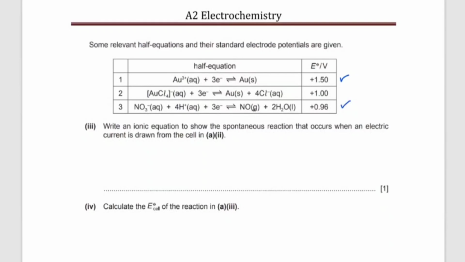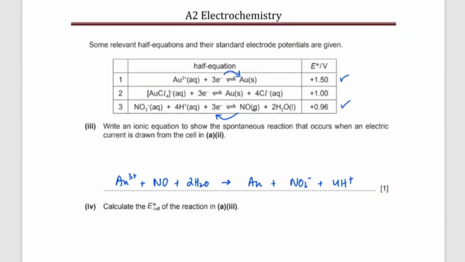So the higher one gains electrons, the lower one loses electrons, and that's it. So it's going to be Au, NO gas, and two water molecules, and the product is Au solid, and what else is formed? In the third equation, NO3 minus is getting formed, and 4H plus. So that's it. The electrons are already balanced, so I didn't multiply the equations.